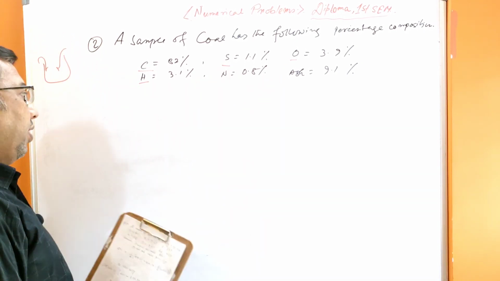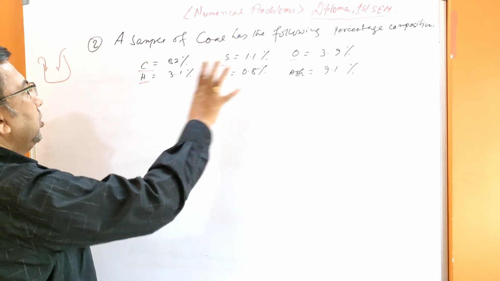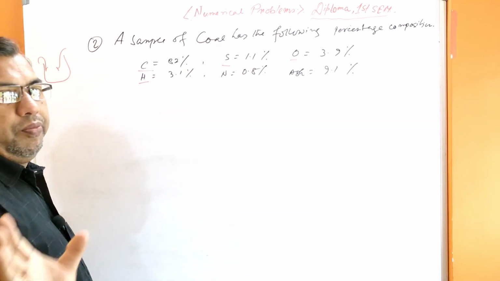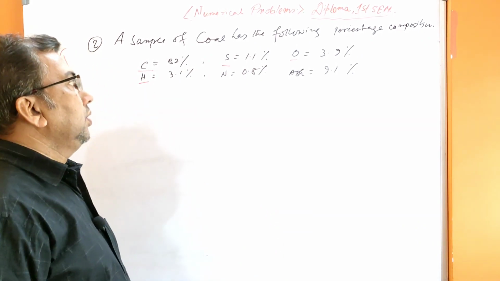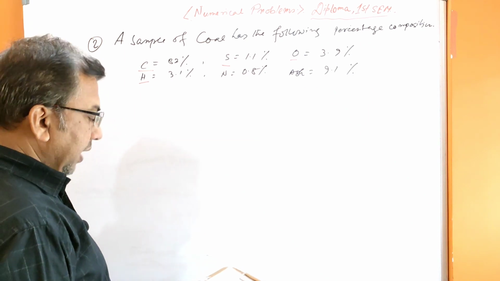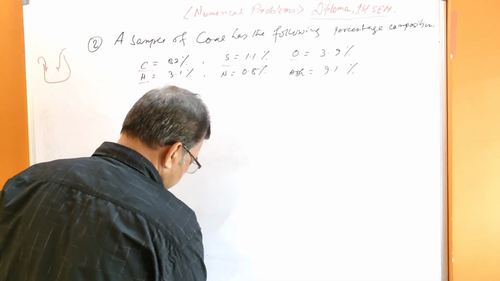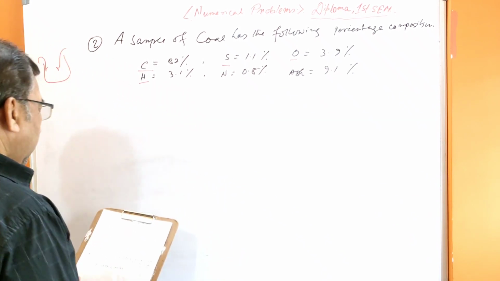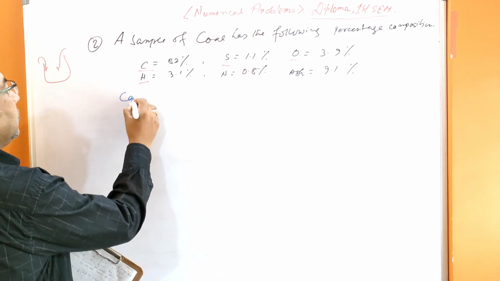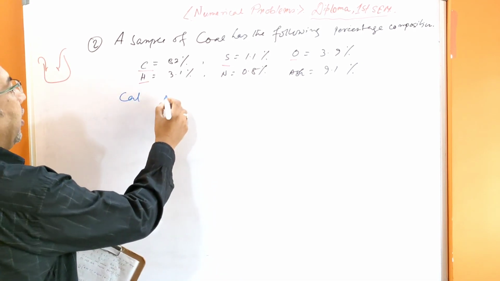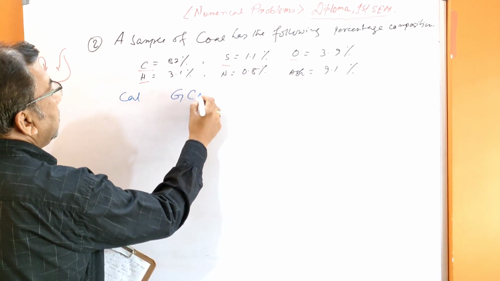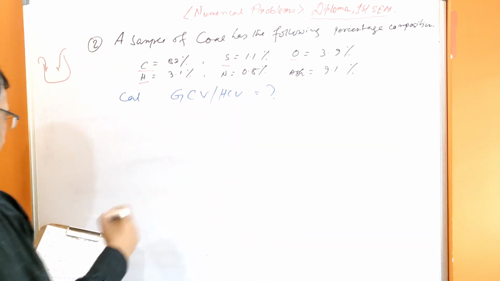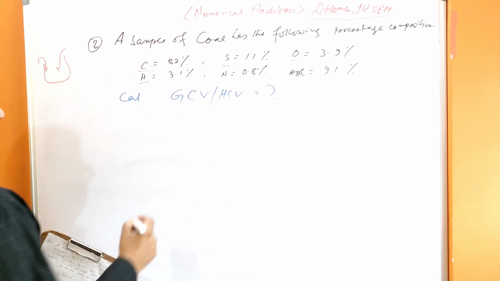Okay, so you have to apply it to the sample of coal given, whose percentages will be given, and you have to find out the composition. So you have to calculate the gross calorific value, GCV or HCV, and also calculate the net calorific value, NCV or LCV.